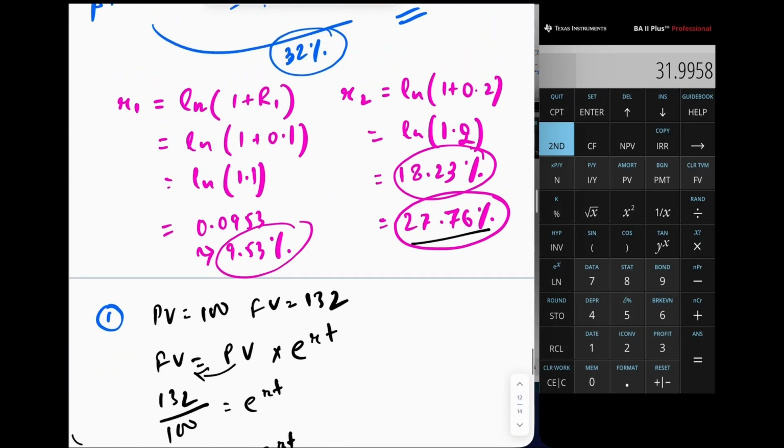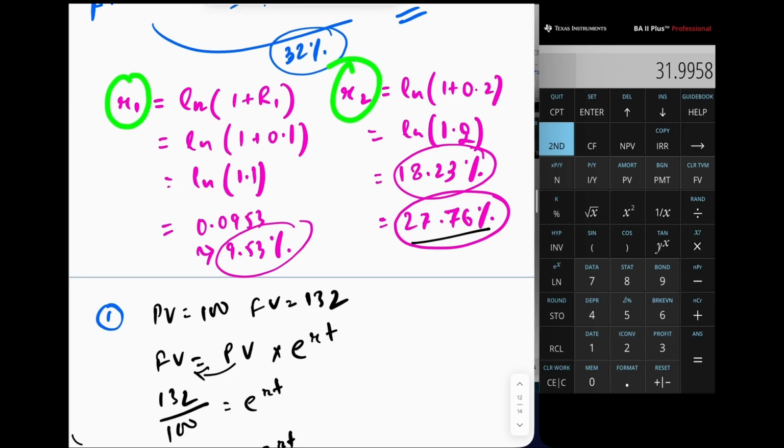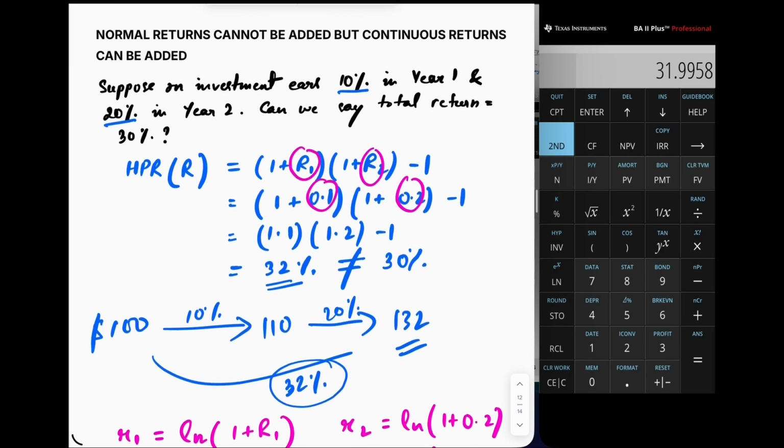Alright. So the conclusion is that you can add up continuous compounding, but you cannot add up holding period return or your normal return.